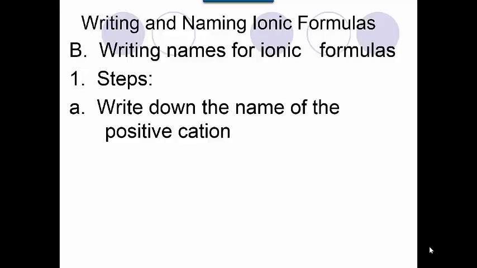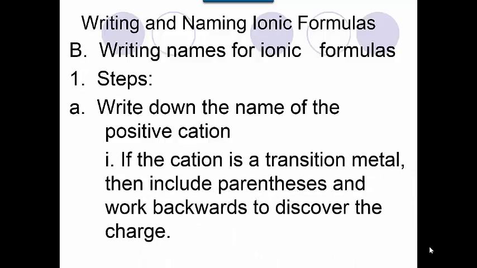Because these are ionic compounds, that should always be a metal. Metals are always positive. And if that cation is one of your transition metals, again, that's anything in group 3 through 12. Transition metals have to be in groups 3 through 12. Then you need to include parentheses, and we'll work backwards to figure out what Roman numeral charge should go in those parentheses. We'll do a few here in just a few minutes so you can see what I mean by working backwards.